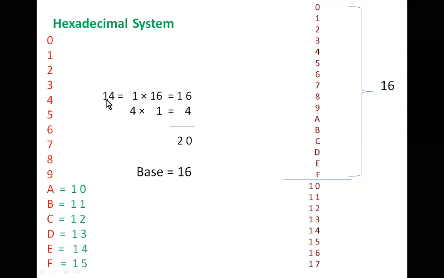14, what this 1 says, we have used all the symbols. All the symbols means how many? 16. 1 into 16 equal to 16, plus the last apple is on the symbol 4, so 4 into 1 is 4, totally 20. If you use decimal system, the last apple will count as 20. Okay, this is how hexadecimal system functions, right?